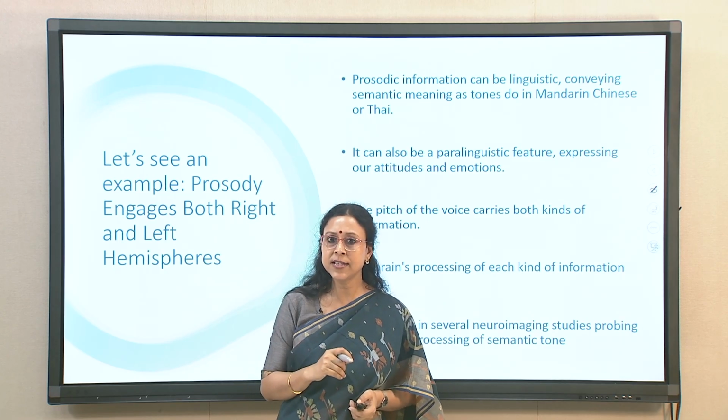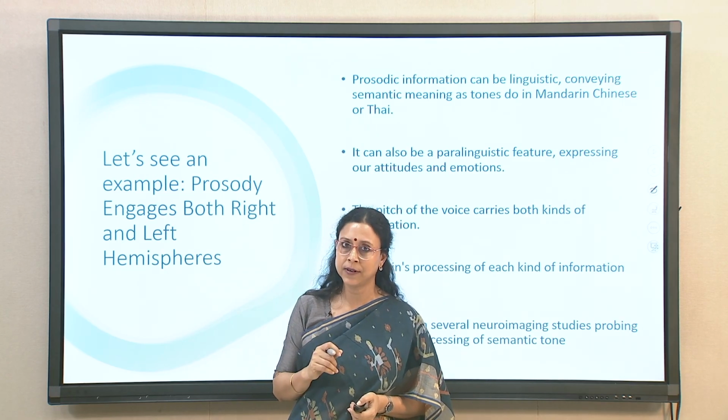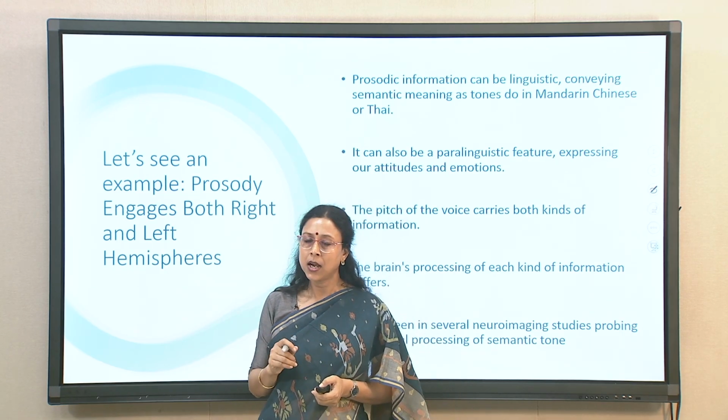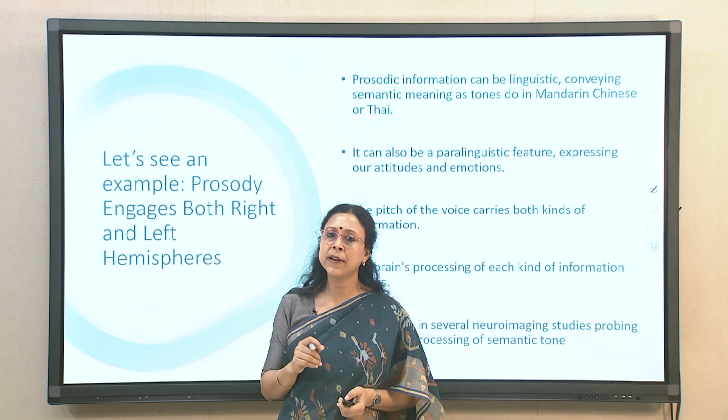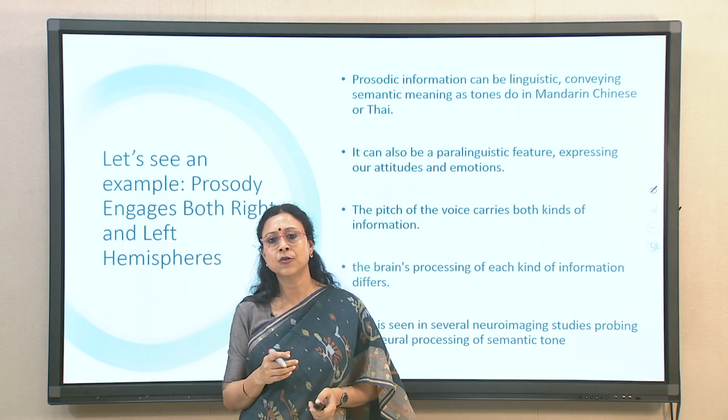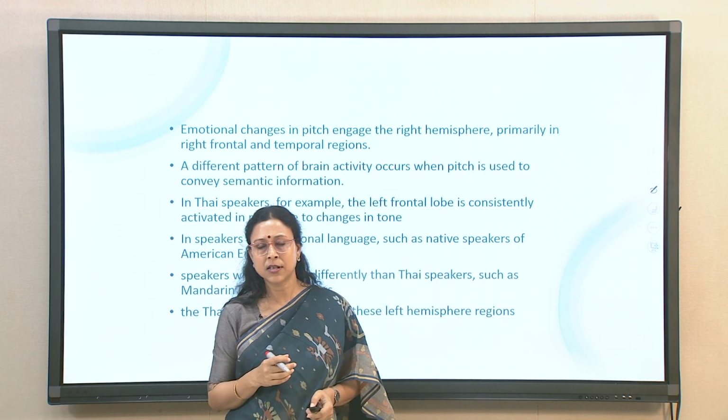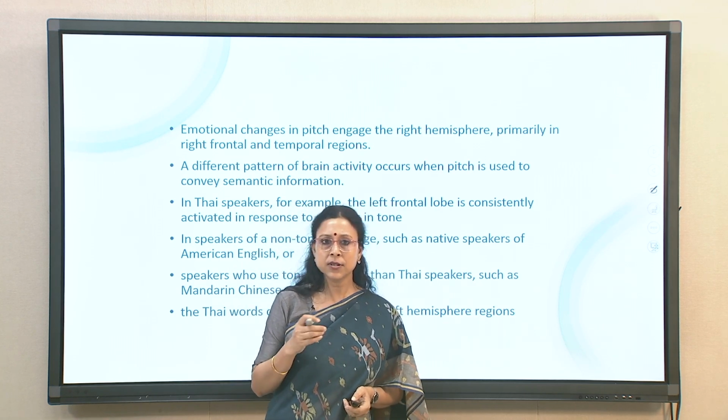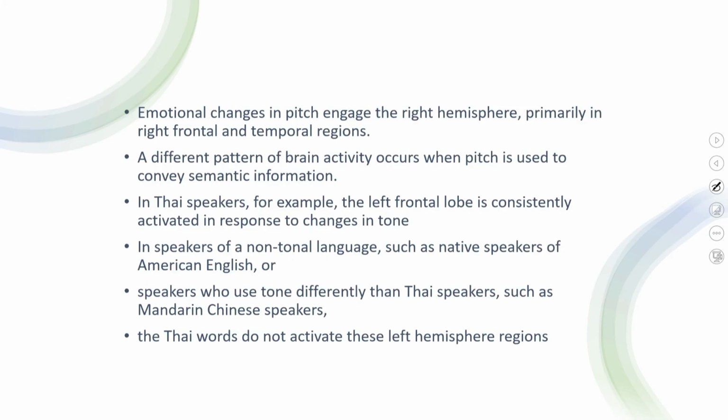Now, the brain's processing of each of this information will differ depending on what it is that we are processing. Various kinds of neuroimaging studies have shown this using different state of the art machinery. Emotional changes in pitch engage the right hemisphere, primarily the right frontal and temporal regions. So, when the prosody reflects the emotional state, it gets processed in the right hemisphere.